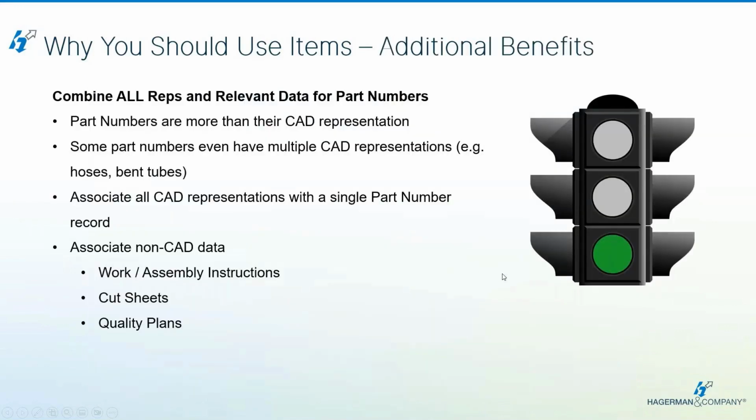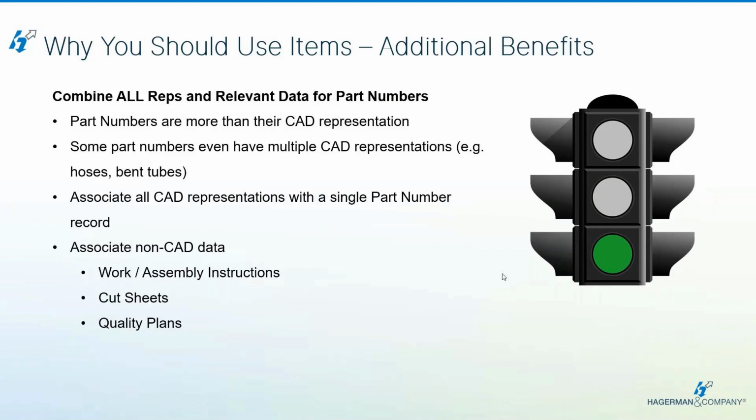Linking of files together, things that I call alternate representations. So for hoses or tubes, let's say you've got a tube that you buy, it's got a part number, and you show that in 50 different possible configurations in your model. They all have the same part number.